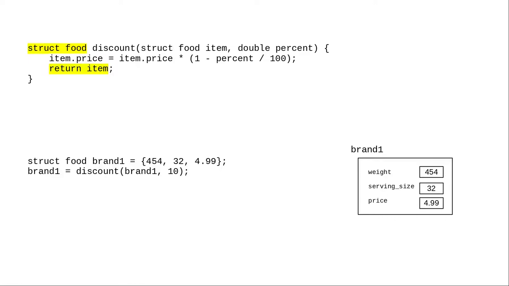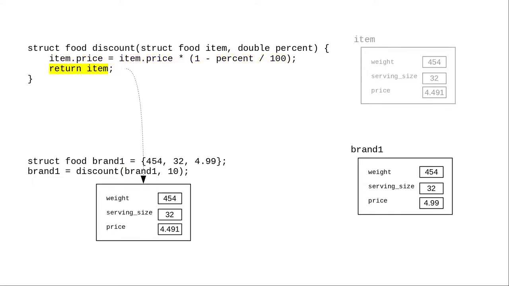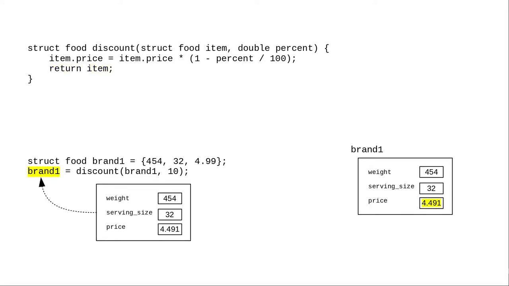Let's go through this step by step. When the function is called, the argument is copied into the parameter. It gets changed. And here's the key point, it gets returned. That means that the whole right-hand side works out to this new structure, and that gets reassigned to brand 1, replacing its old value. And that's how you pass structures to a function and return structures from a function.